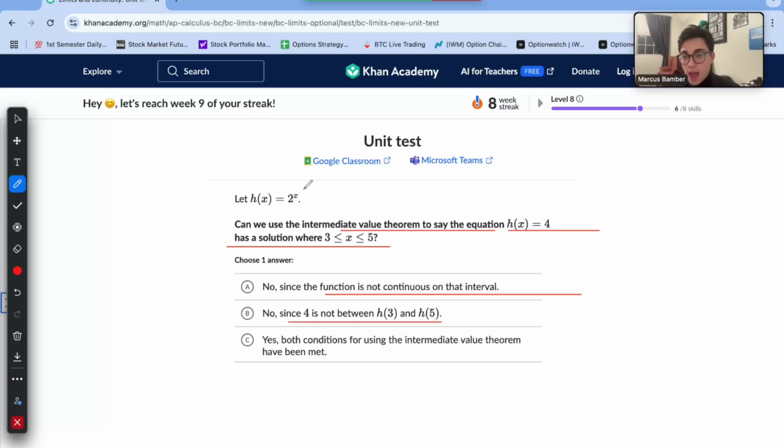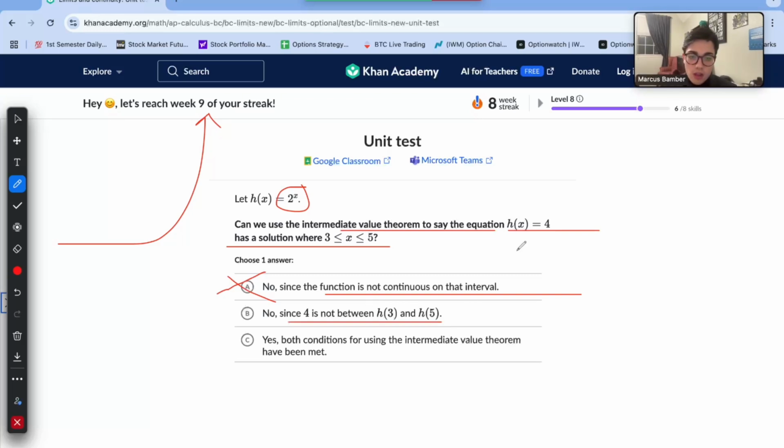So first of all, we have an exponential function right here. If you know the basic shape of these curves, they are defined at all values and they're continuous at all values. There are no discontinuities in an exponential function. So answer choice A is not going to mean we can't use the intermediate value theorem.